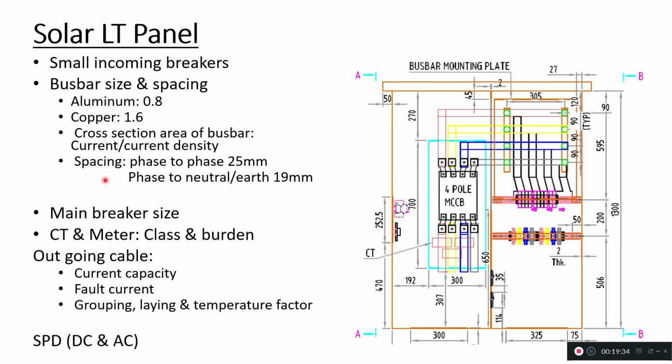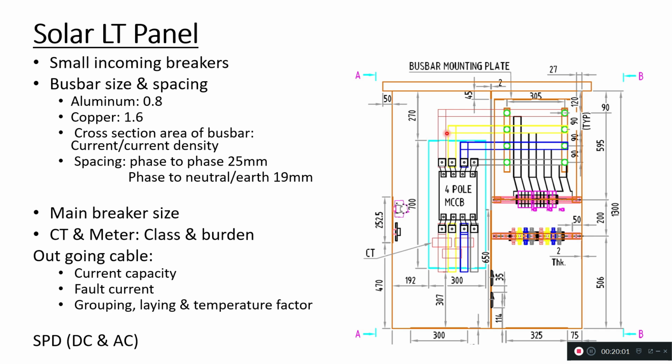The next point is the spacing. Here you can see that spacing between the phases as well as with respect to neutral or earth needs to be maintained. For LV applications, the phase to phase distance should be 25 mm, whereas phase to neutral or earth should be a minimum of 19 mm. So this you need to follow.